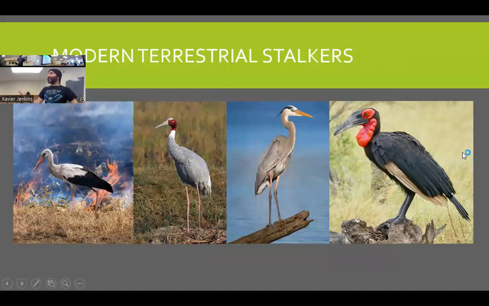There are plenty of modern birds that have similar lifestyles, namely storks, cranes, herons, ground hornbills. It's also been observed in shoebills, bustards, and caracaras. And they all have a similar long-legged, long-necked, long-beaked body plan to Azhdarchoids.